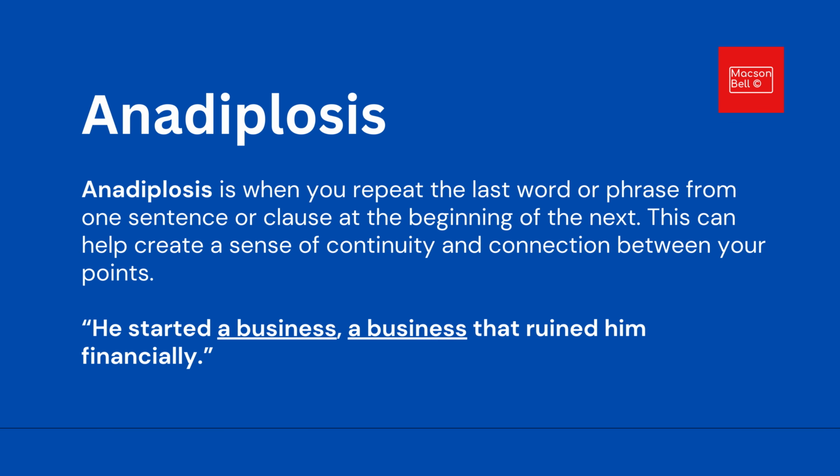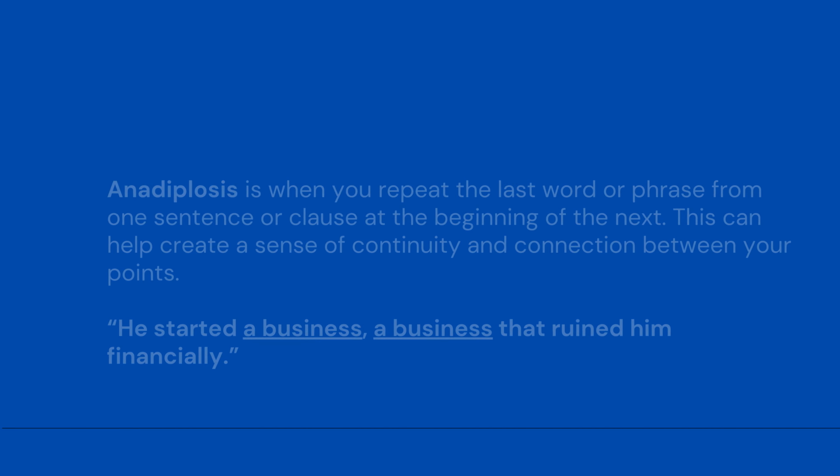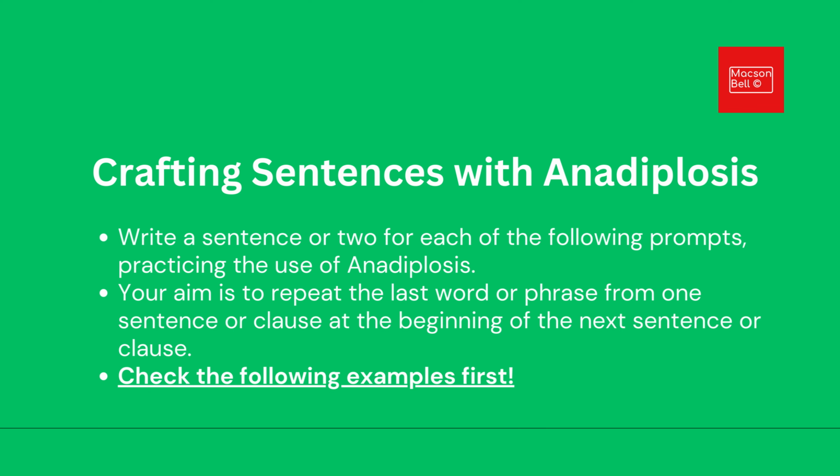Anadiplosis. Anadiplosis is when you repeat the last word or phrase from one sentence or clause at the beginning of the next. This can help create a sense of continuity and connection between your points. He started a business that ruined him financially. Crafting sentences with anadiplosis in a professional context.